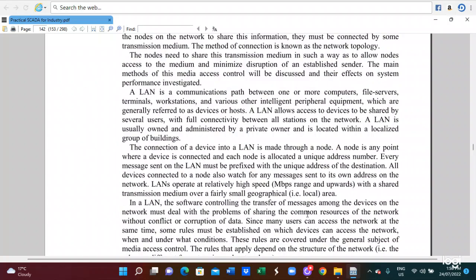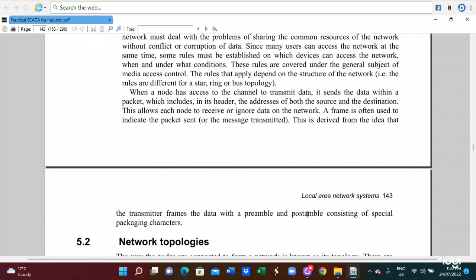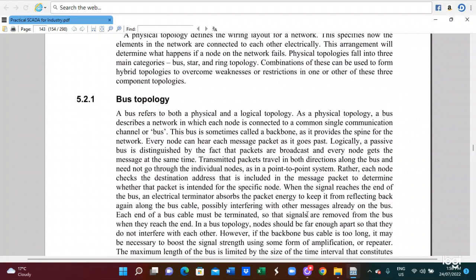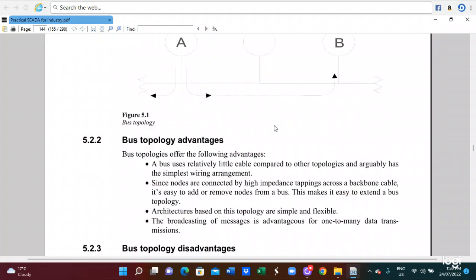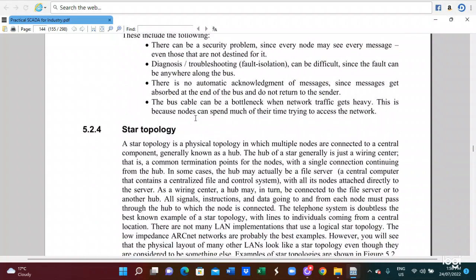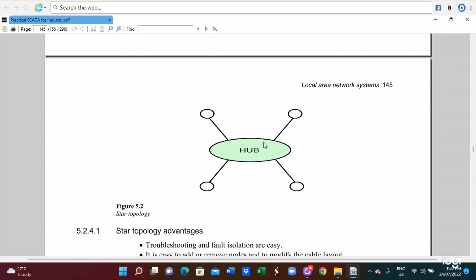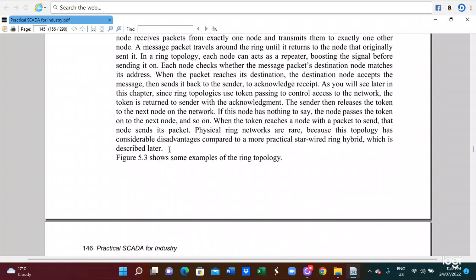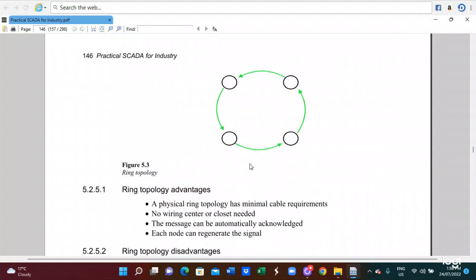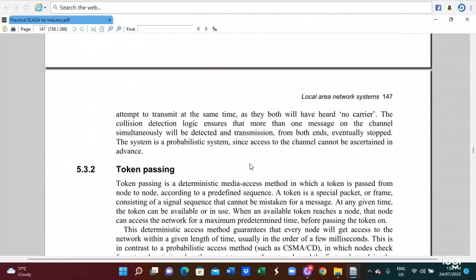You also need to know about the local area network. Local area network is a network topology. This is the bus topology, bus bar. And this is the advantage, disadvantage here. This is a star topology. From the hub, connected to the star, connected to the computer, so star topology, they have advantages. And also this is the ring topology. Ring topology, advantage and disadvantage, you need to read about.